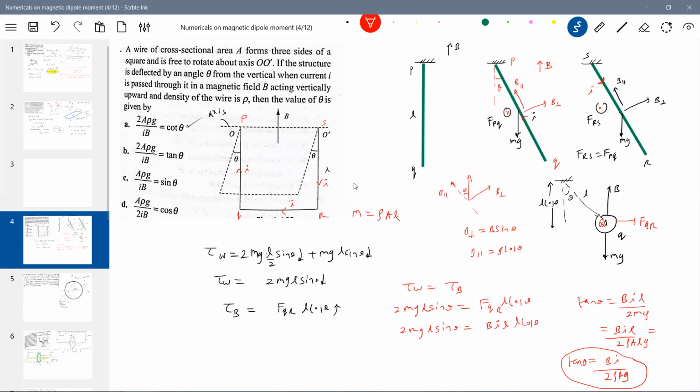Okay, make an observation. The direction of current, we just assumed it. Afterward the net torque was non-zero. I changed the direction of current.